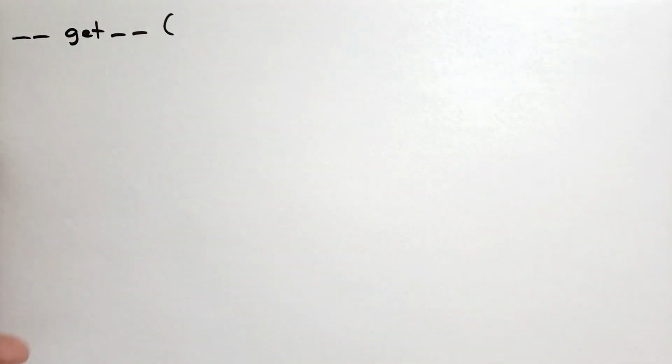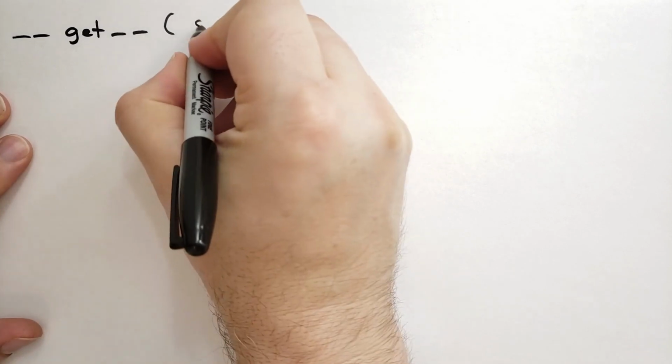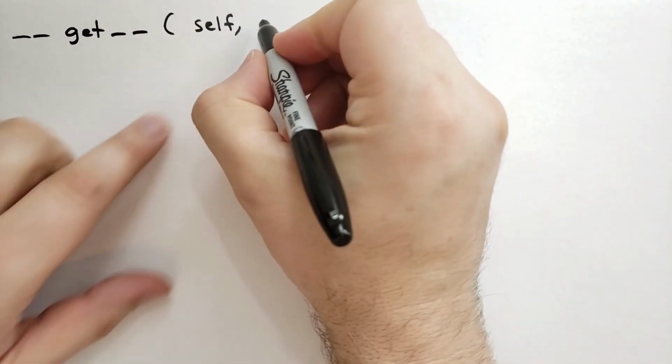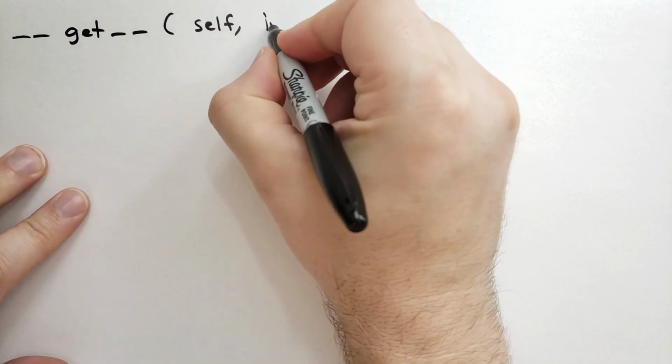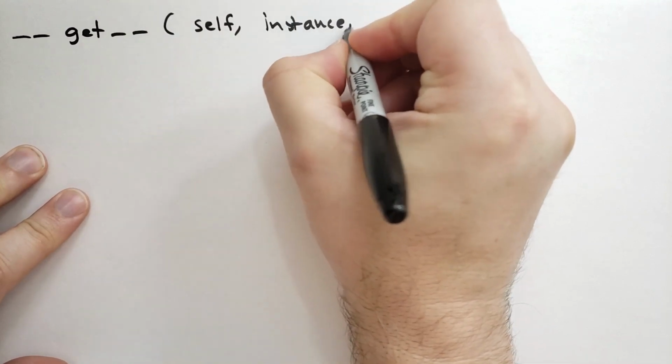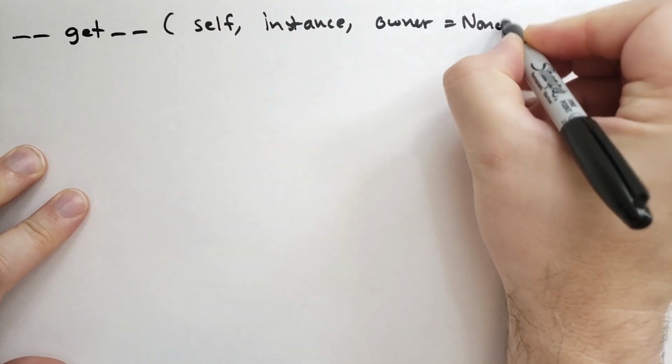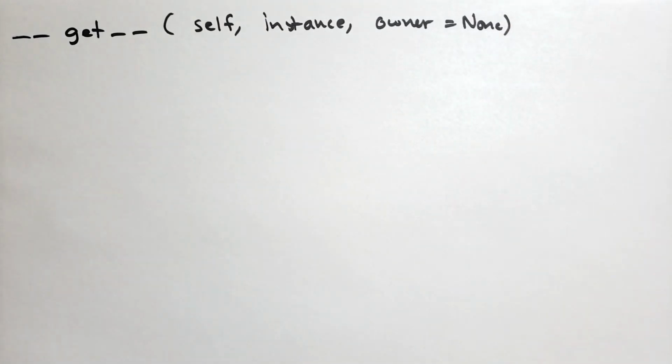And it takes three parameters. The first is self, which is going to be the descriptor itself. Then we have instance, and then owner. And sometimes owner is none.